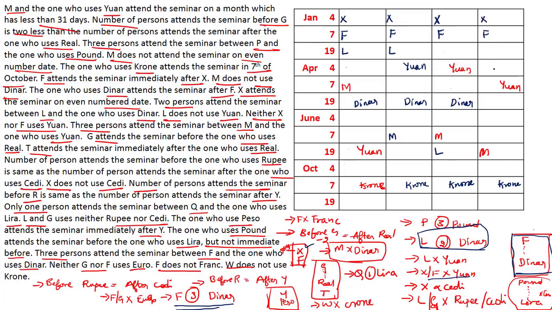So 1, 2, 3. So now we have to place dinar. So after dinar, 1, 2, L cannot be placed here. We have to go before 1, 2, L has to be placed here.